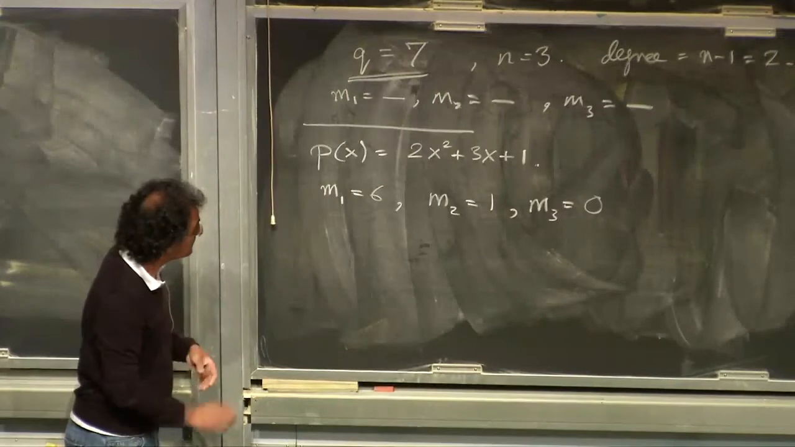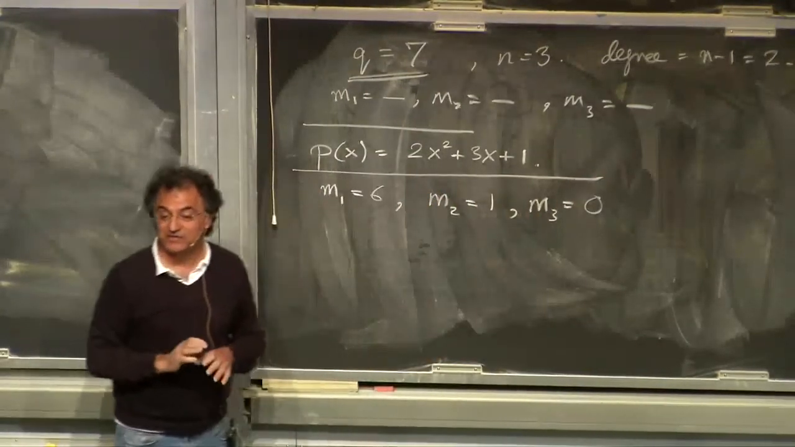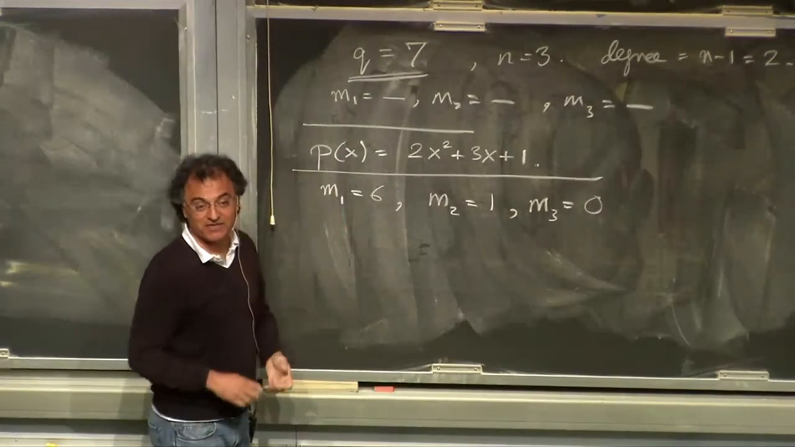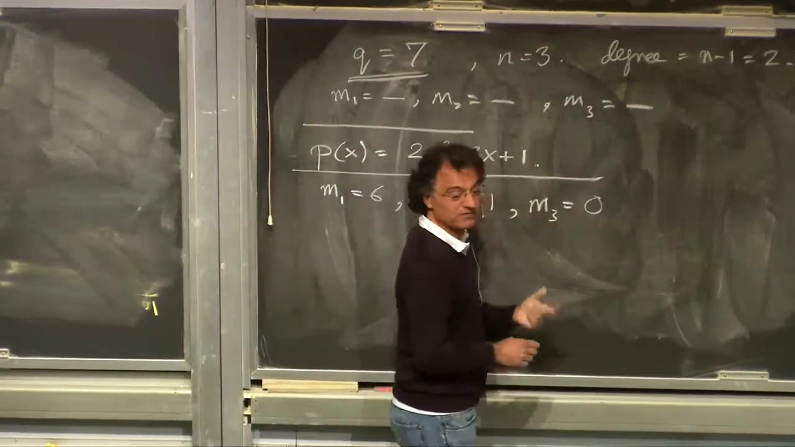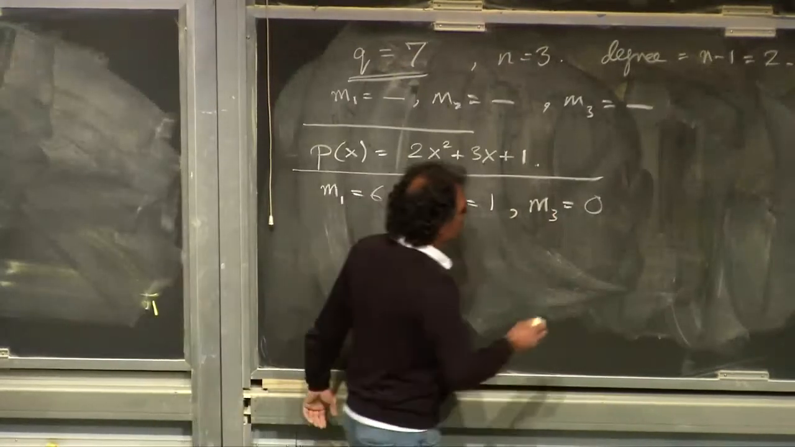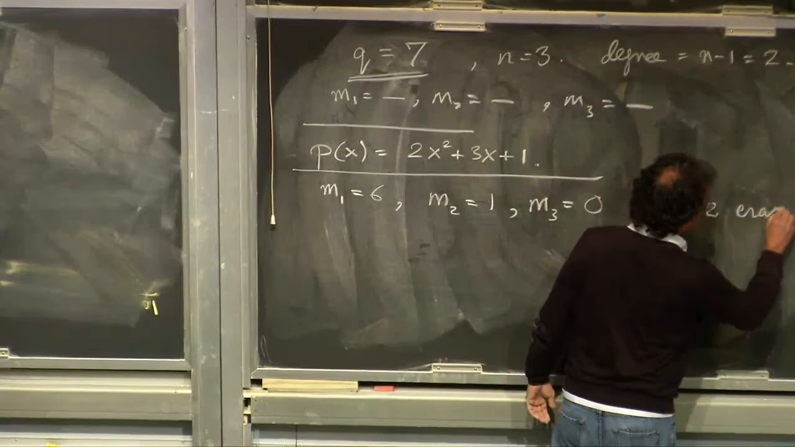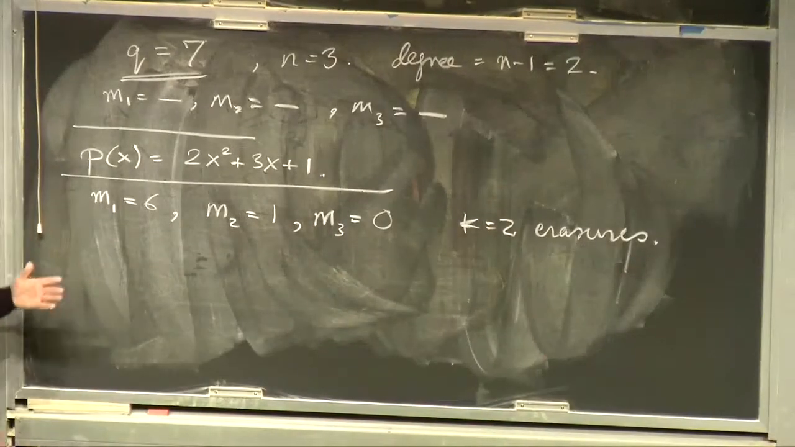Now, having cheated, we put this behind us and now we are doing something legitimate. These are the messages. We happen to want to transmit the message m1 equal to 6, m2 equal to 1, m3 equal to 0. And we are thinking we might have k equal to 2 erasures, 2 packets being dropped. So now we are starting from scratch.